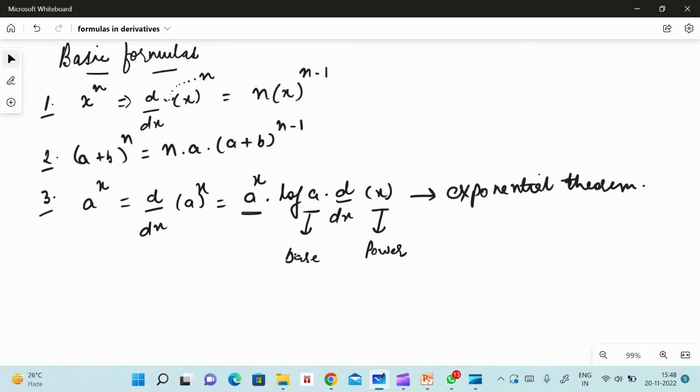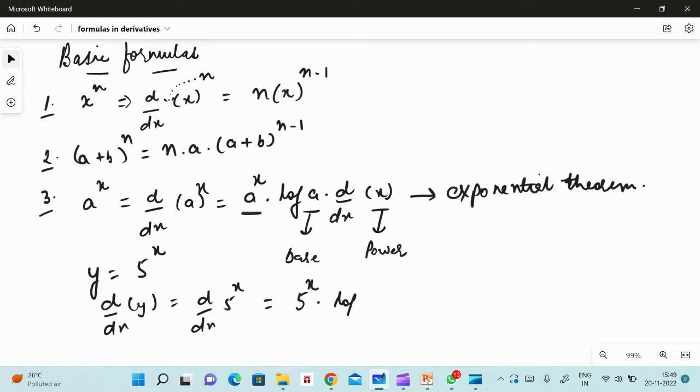Like, I'll explain this concept with the help of an example. Suppose it is given to me that y is equal to 5 power x. Okay, so this is a power x. So when we go for the exponential theorem and take the derivative, I will take it as 5 power x into log of 5 into derivative of x, right? And derivative of x we have already studied, it is equal to 1. So what would be my answer? It is 5 power x into log of 5. Okay. So let me take one more example for this.